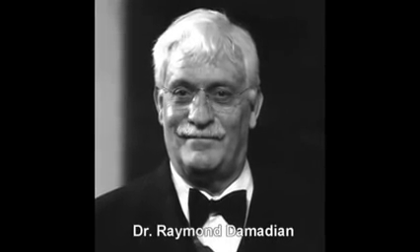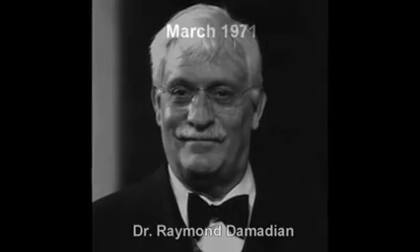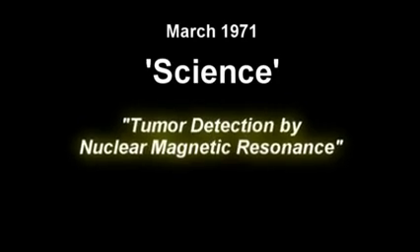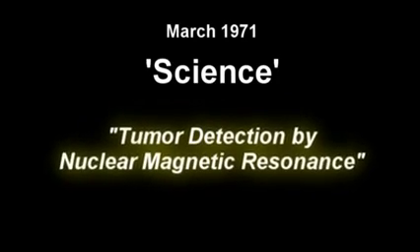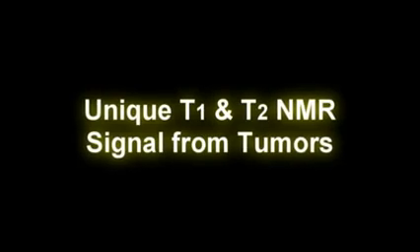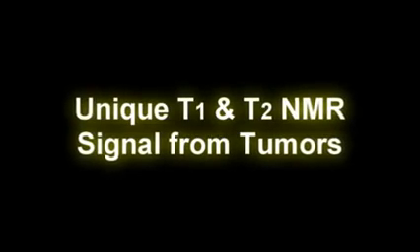The first to propose the use of NMR to diagnose disease in humans was Dr. Raymond Damadian, who in the March 1971 edition of the journal Science published a short article entitled Tumor Detection by Nuclear Magnetic Resonance, in which he suggested that the NMR signal from tumors in the body could be differentiated from normal tissues and therefore could be detected.